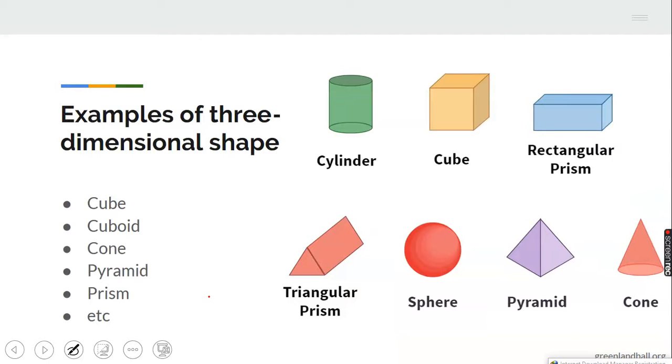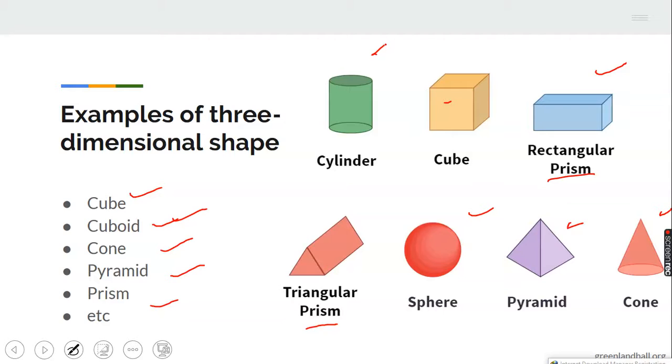Examples of three-dimensional shapes are cube, as you can see here, cuboid, cone, which is here. Now, take note of this: cuboid is the same as rectangular prism. Pyramid, which you have here, prism. Now, prism, whether rectangular prism, triangular prism, or some other type of prism. Sphere also, cylinder. They are three-dimensional shapes.